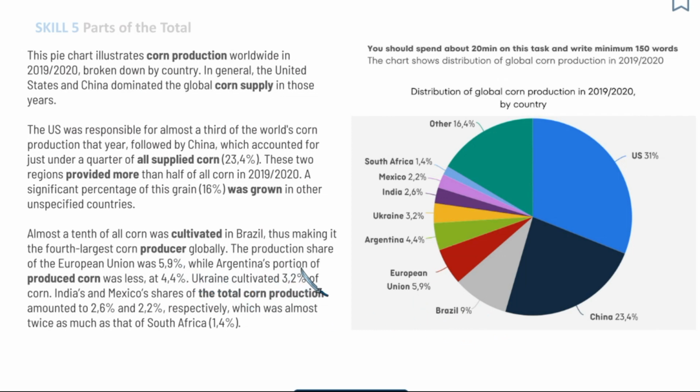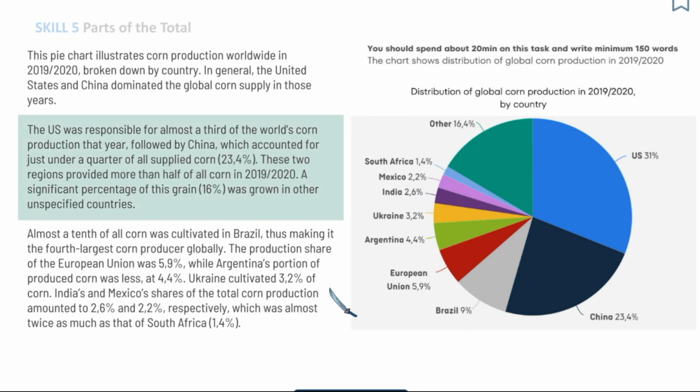While Argentina's portion of produced corn was less. So produced corn. And finally, India's and Mexico's shares of the total corn production. Yet another way, another variation of paraphrasing. Let's talk about the first body paragraph, which describes the leading countries.